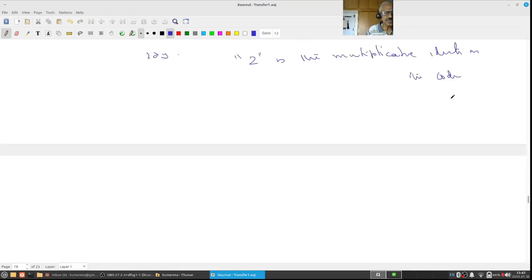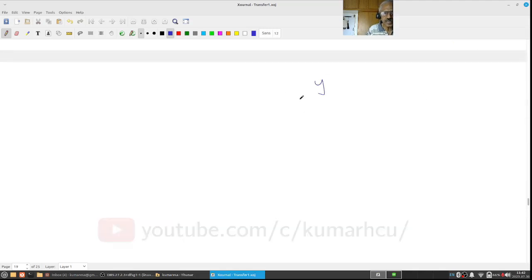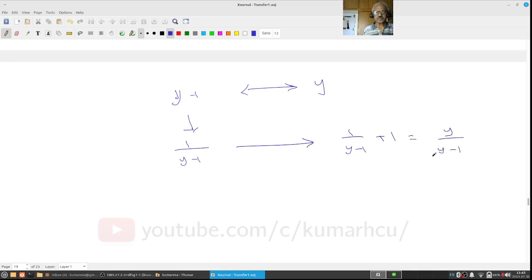Okay, what is the inverse? Give me a y. What is the multiplicative inverse? Start with a y. Where does it go to? It goes to y minus 1. And for y minus 1, what is the multiplicative inverse? 1 by y minus 1. Where does it correspond to? 1 by y minus 1 plus 1, which is y by y minus 1. Notice that this y cannot be equal to 1. Why? Because 1 is the additive identity.